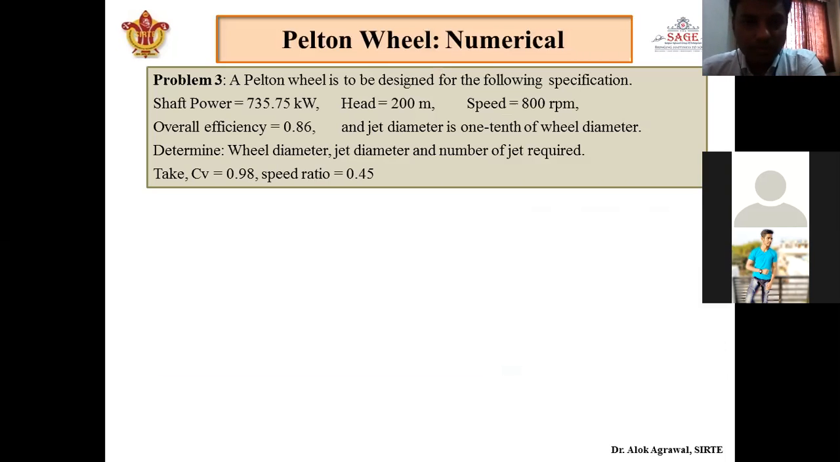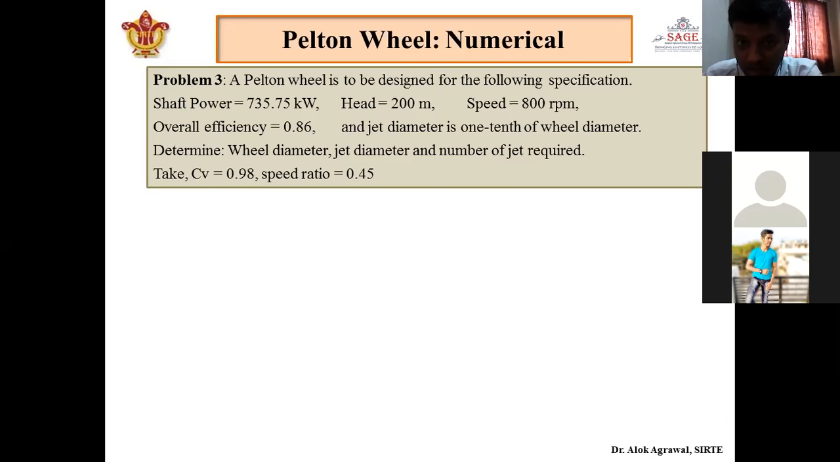This is a much simpler problem, but it was there in the university exam two or three years back, so I have taken this problem. A Pelton wheel has to be designed for the following specification. Shaft power is given, head is given, speed is given, overall efficiency is given. What is overall efficiency? It is the ratio of shaft power to hydraulic power. And jet diameter is 1/10 of wheel diameter.